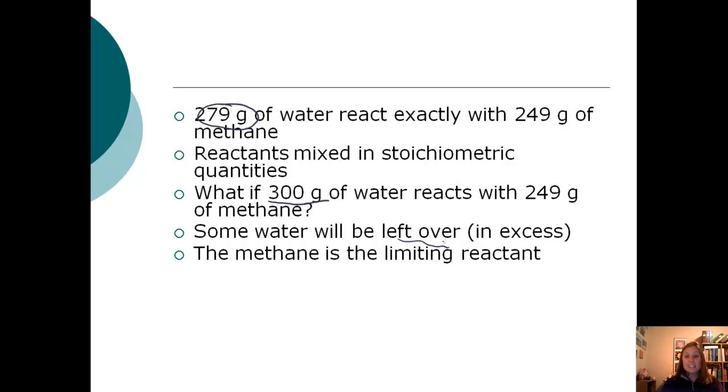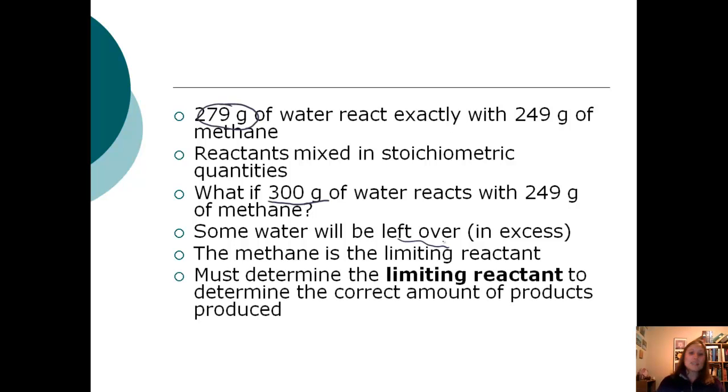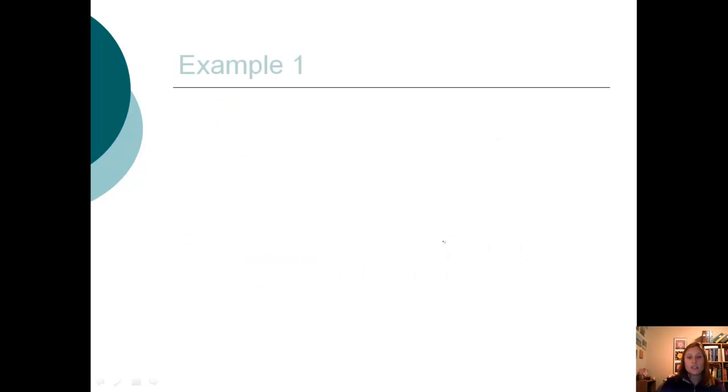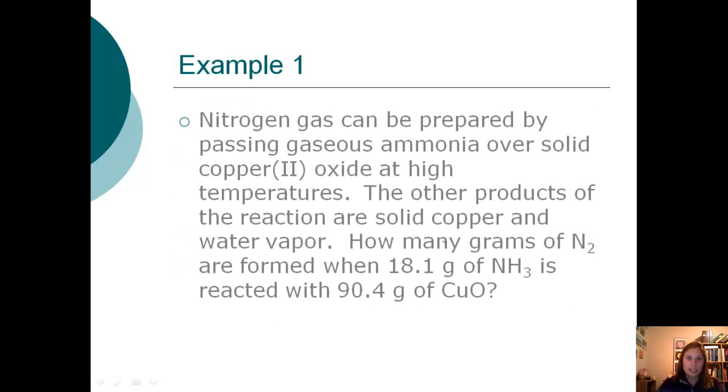It's going to run out. It's going to be used up first, and so it's going to control the reaction. Alright, so we must determine the limiting reactant to determine the correct amount of products produced, because that limiting reactant is going to control the reaction. Okay, so let's apply this in an example.